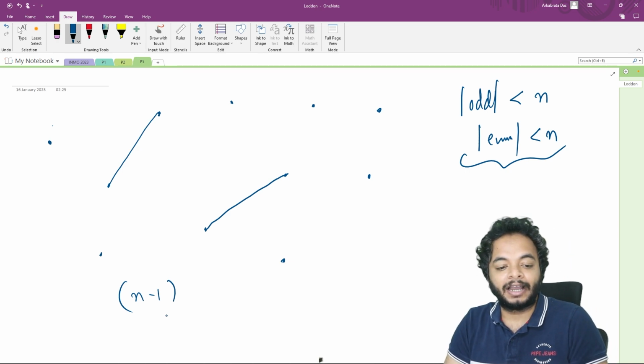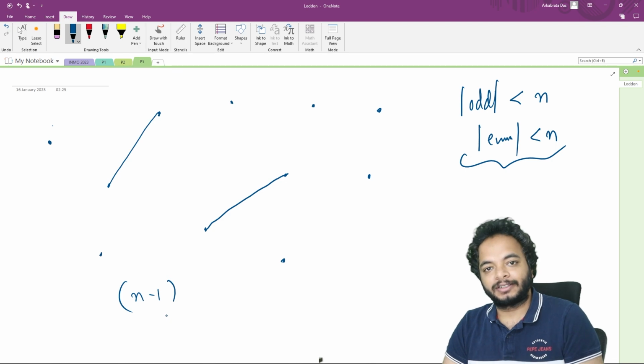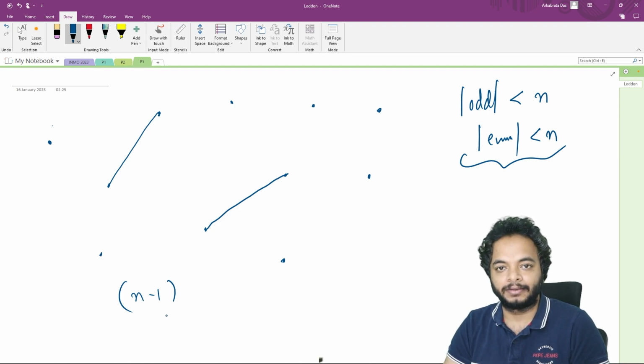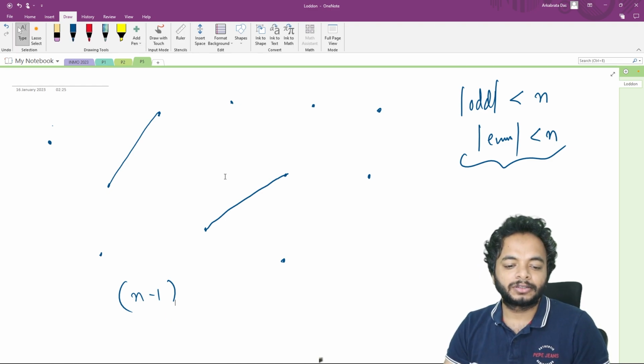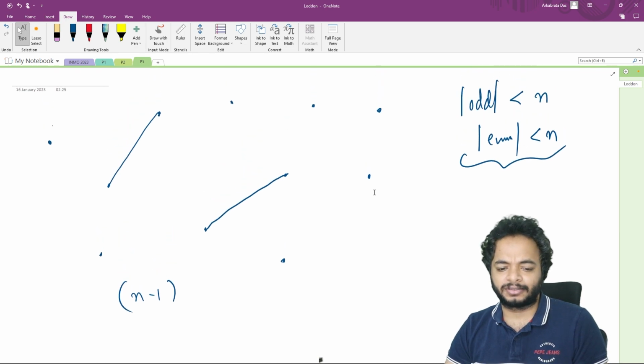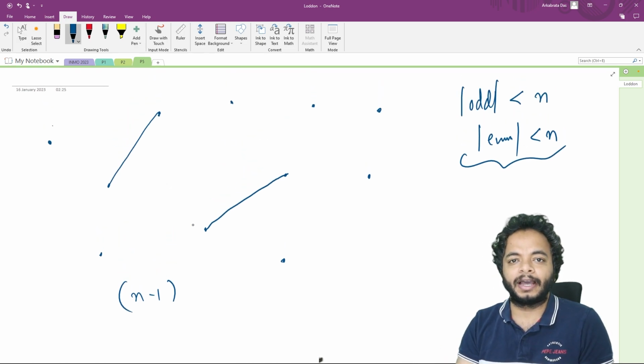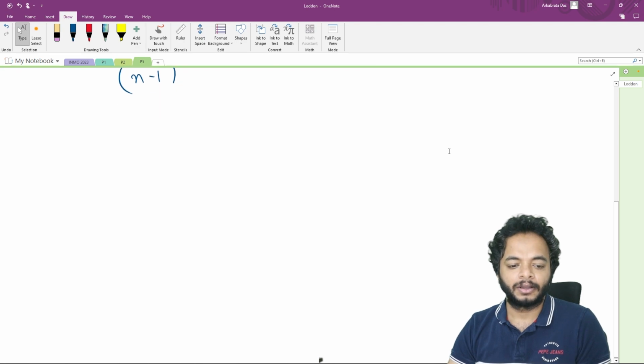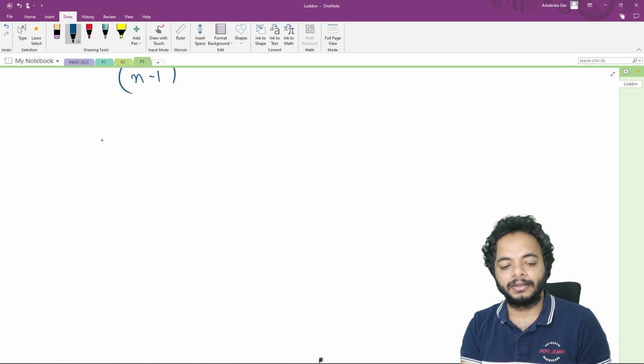But for that, again, I have to prove that such edges are not forming a cycle. If I can prove that, then I'll be done: the count of the even numbers is less than or equal to n minus 1, because I can have at most n minus 1 edges without getting involved in a cycle. So on the contrary, let there be some cycle which is forming, and its length is k. So a k-sided cycle is forming.